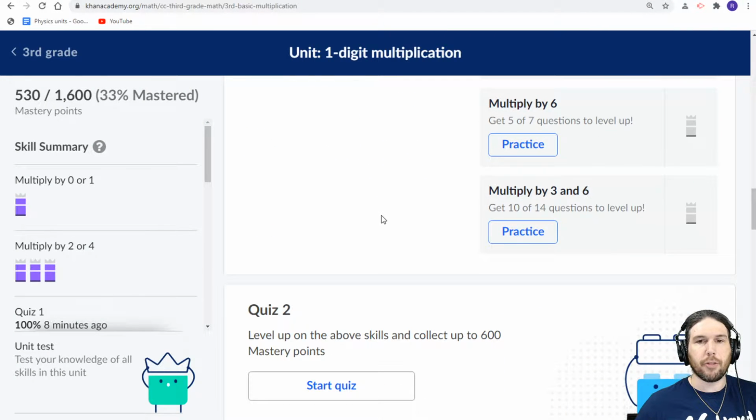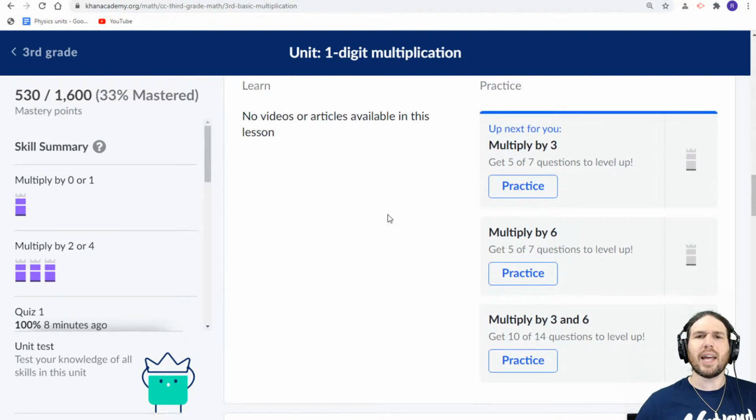Let's multiply by 3 or 6. So I like how Khan Academy has this broken up. We're specifically multiplying by one number because at this stage in the game, if I'm multiplying any number by 6, I can always get the answer by counting by 3s, right? Or just by doing 3 plus 3 plus 3 plus 3 the other however many times. You can use your fingers, you can do whatever.